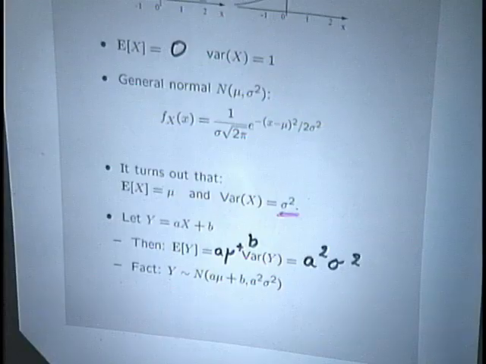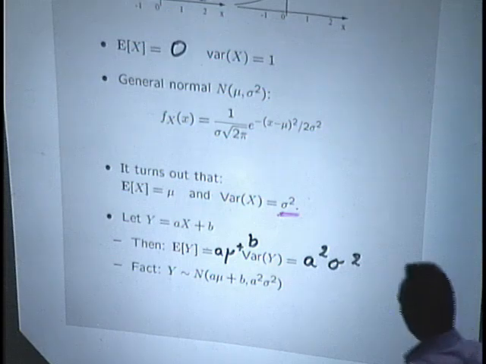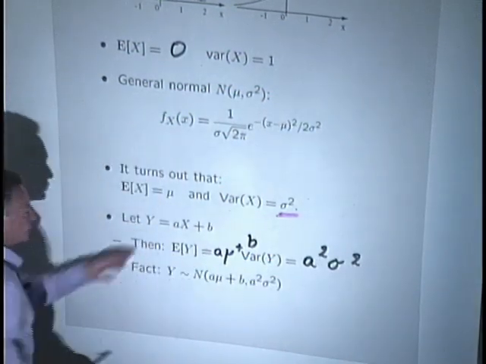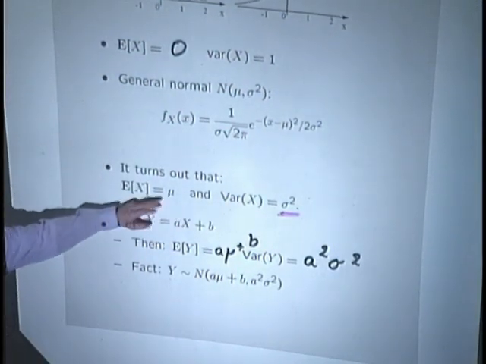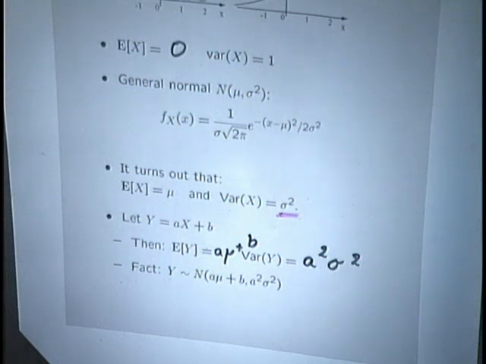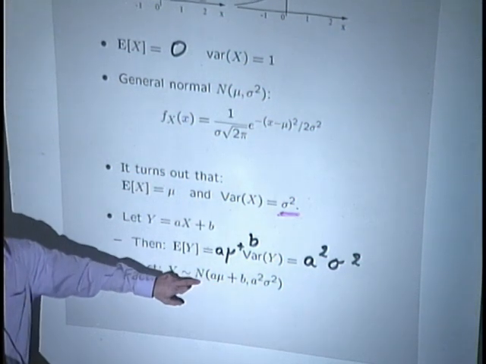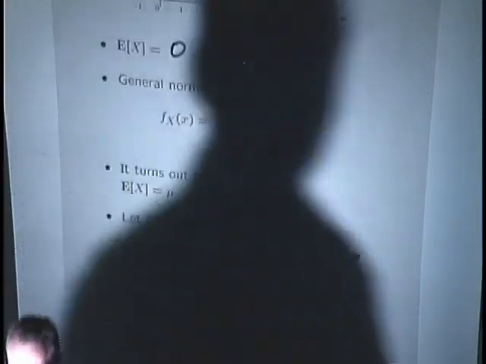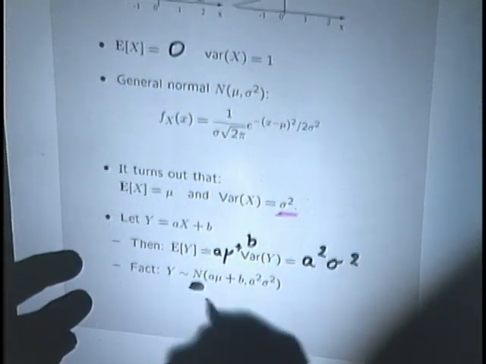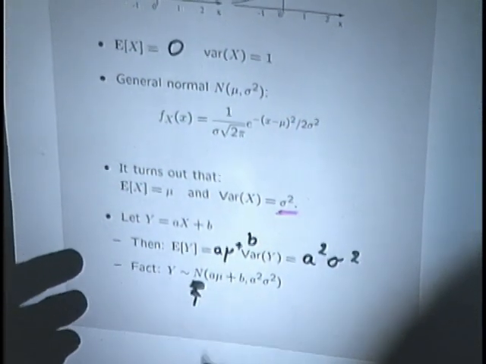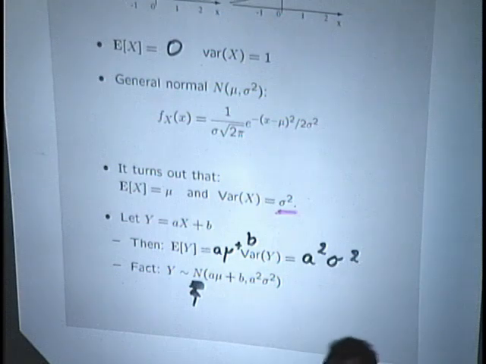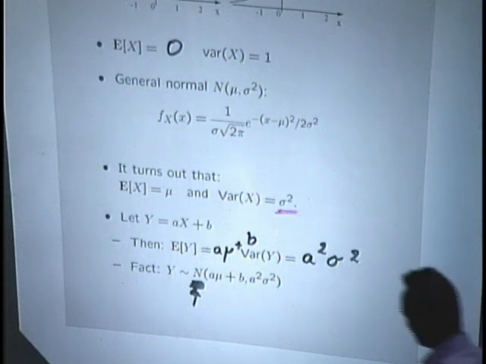So have we used so far the property that x is normal? No, we haven't. This calculation is true in general when you take a linear function of a random variable. But if x is normal, we get the additional fact that y is also going to be normal. That's the non-trivial part of the fact that I'm claiming here. So linear functions of normal random variables are themselves normal.